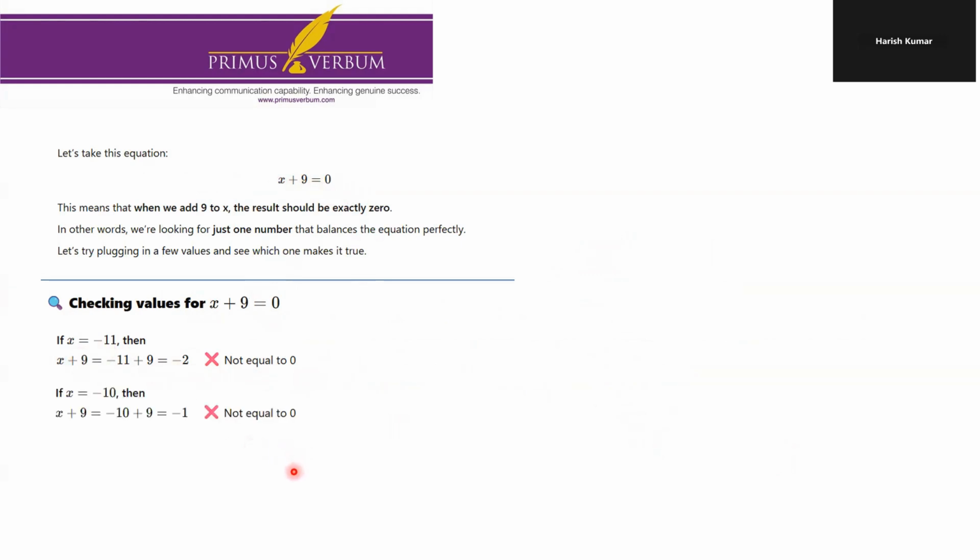What about assigning x the value of minus 10? Well, then we get minus 10 plus 9, which is equal to minus 1. And again, that's not equal to 0. So again, the equation is not satisfied.